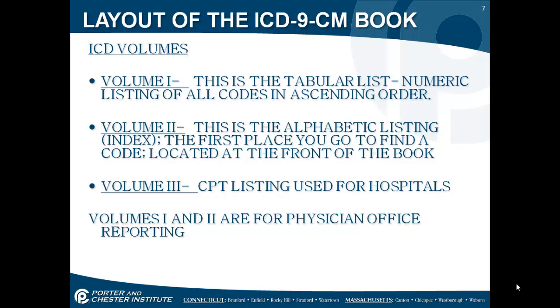The layout of the ICD-9 book, because we are currently still using this: we have Volumes 1, 2, and 3. Volume 1 is the tabular list. It is a numeric list of all codes in ascending order. Volume 2 is the alphabetic list. It's the index, the first place that you go to find the code. It's located in the front of the book. Volume 3 is the CPT listing used for hospitals. Volumes 1 and 2 are for physician's office reporting. Some books just come with Volumes 1 and 2.